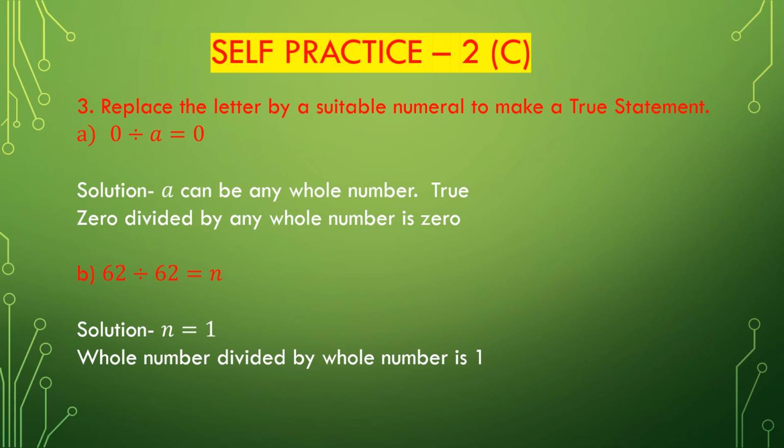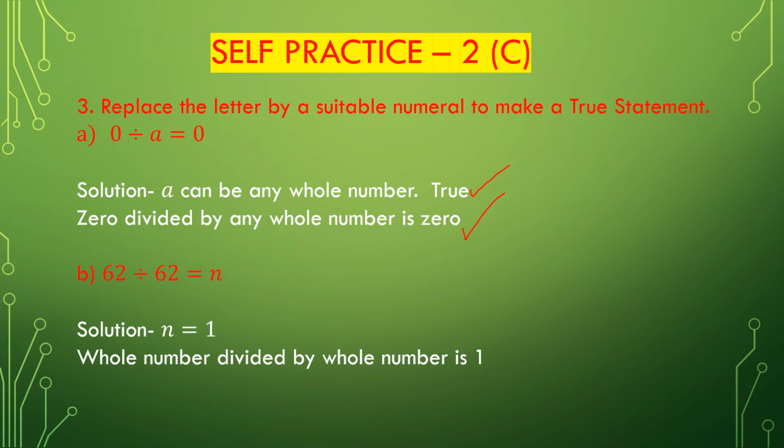Now we solve question number 3. Question number 3 is replace the letter by a suitable numeral to make a true statement. First bit is 0 divided by A equal to 0. We know A can be any whole number, that will be true. 0 divided by any whole number is 0. 0 divided by 8 also 0. 0 divided by 5 equal to 0. 0 divided by 1000 equal to 0. 0 divided by 10,560, that is also 0.